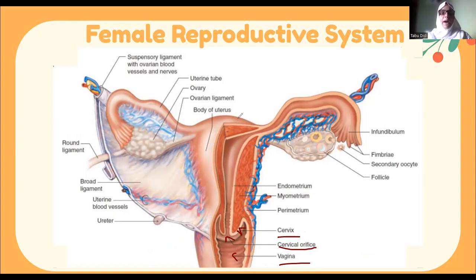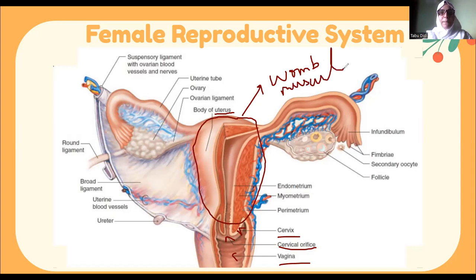Now coming to the main part, you can see this dome-shaped, middle oval-shaped structure. This is the womb. This is the common term, what we call it in common language. The actual name of it is uterus. It's a muscular bag-like structure which is capable of carrying an embryo, which develops into a baby over a period of 9 months.